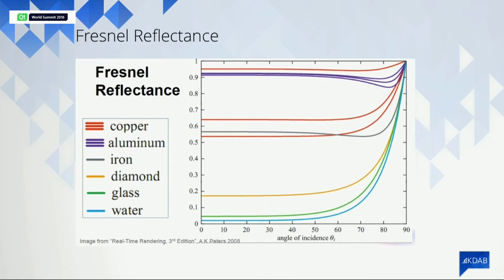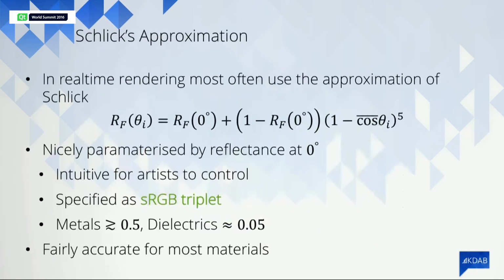And some metals, such as the curves on there for copper and aluminium, are actually colored because the Fresnel reflectance varies differently for each of the 3 wavelengths that we're considering. So we're going to use Schlick's approximation.